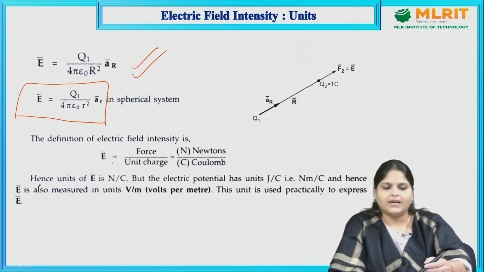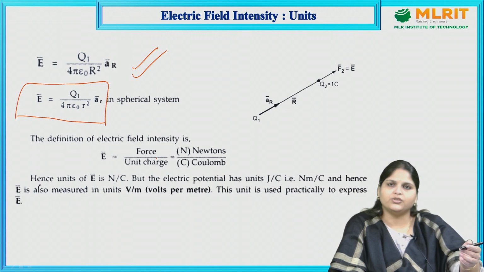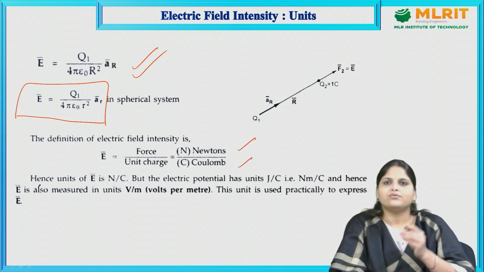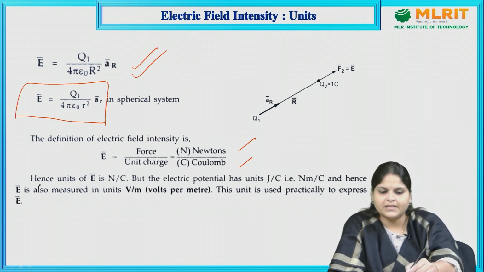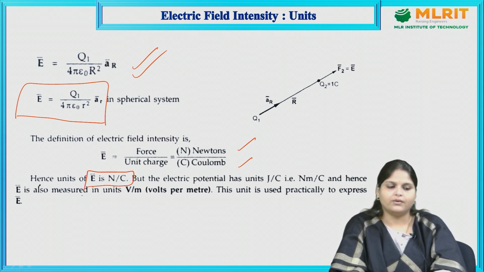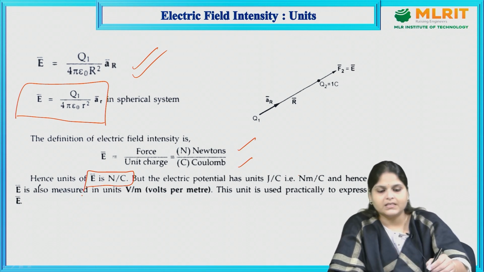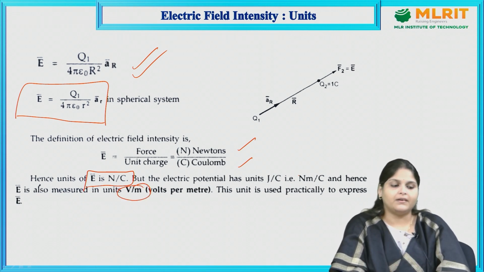Here, we are writing E is equal to force per unit charge, or force upon unit charge. The units are Newton and Coulomb, so the unit of E is Newton per Coulomb. It can also be measured as volts per meter.